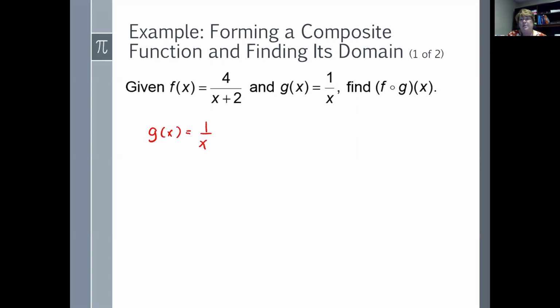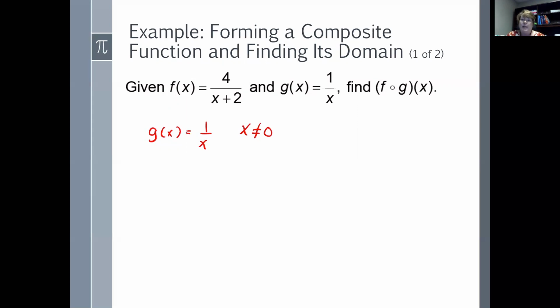G of x has a restriction on its domain. X cannot equal 0, because if I let x equal 0, the denominator of this fraction is 0. So it has a restriction. X cannot equal 0. So 0 cannot be in the domain of the composite function. If it's not in the domain of g, it cannot be in the domain of the composite function.